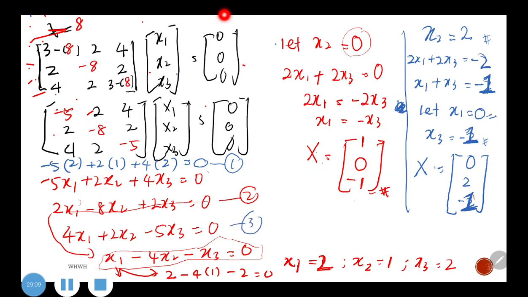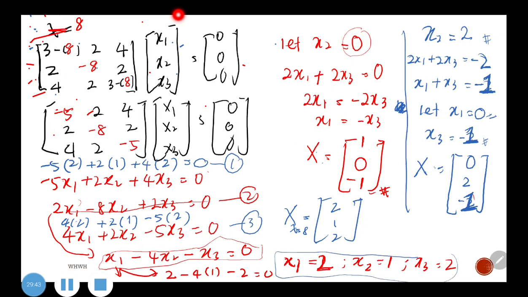Then let's try the third equation, whether it satisfies or not. You get 4 times 2 plus 2 times 1 minus 5 times 2. So 4 times 2 is 8, plus 2 is 10, minus 10 is 0. Yes, it's satisfied. So for lambda equals 8, your eigenvector will be 2, 1, 2. You can give yourself a try with other numbers also. Any number will do, but if you assign numbers, put them inside the equations and make sure they satisfy the equations.